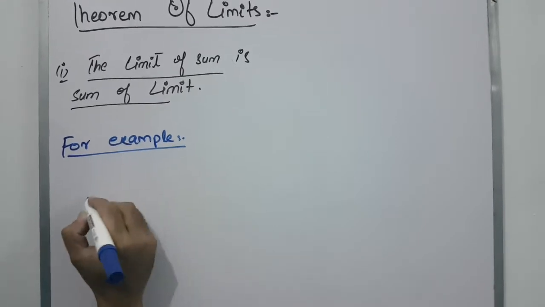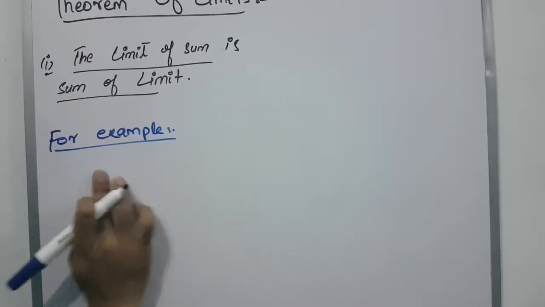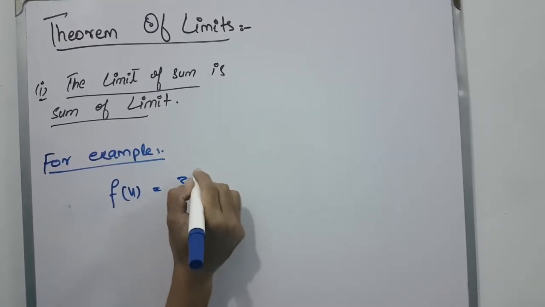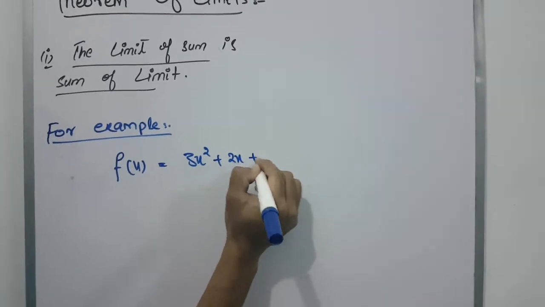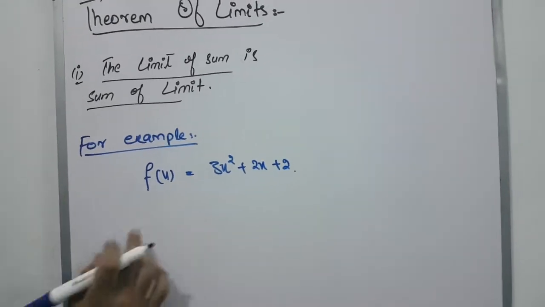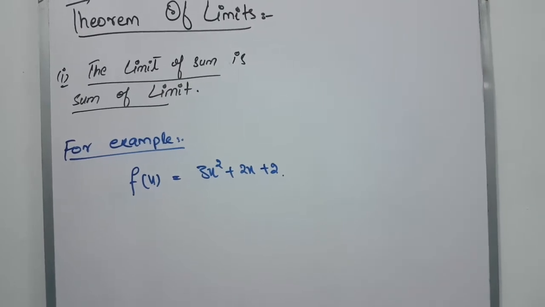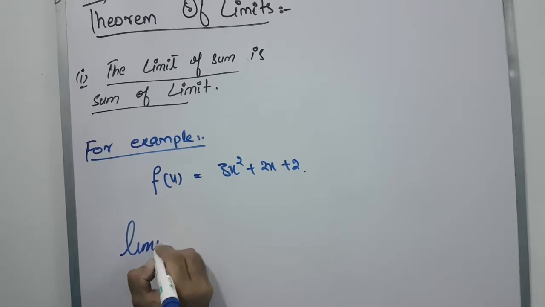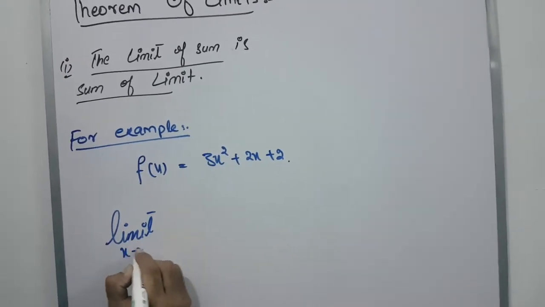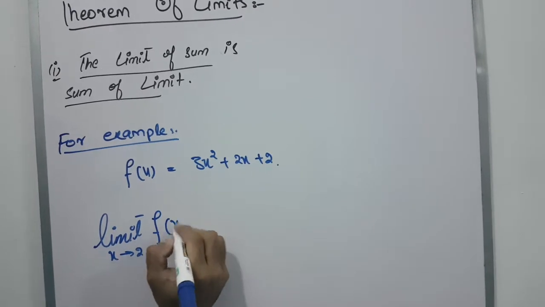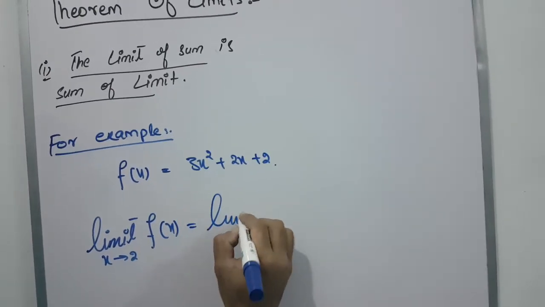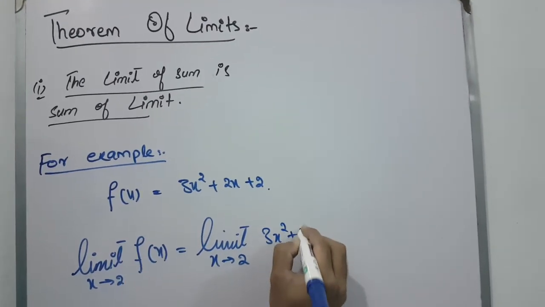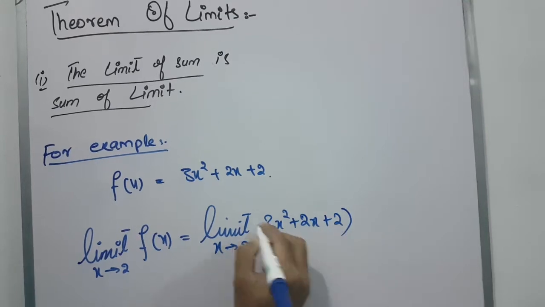if you are given a question f of x equals 3x square plus 2x plus 2, and you have to apply limit on this function when x approaches 2, then limit x approaches 2, f of x equals limit x approaches 2, 3x square plus 2x plus 2.